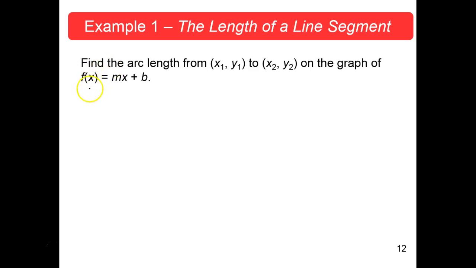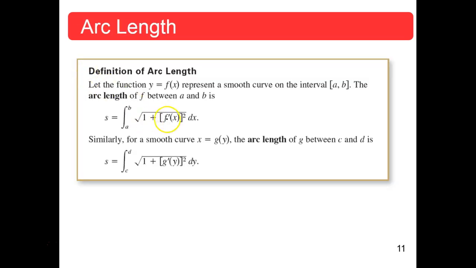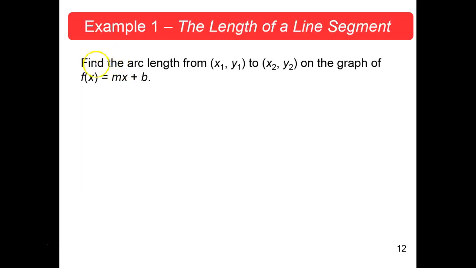What's the first thing you do? You take a derivative of it, okay? So f prime of x is equal to what? Anybody? M, exactly. The slope. The derivative of the straight line is the slope.